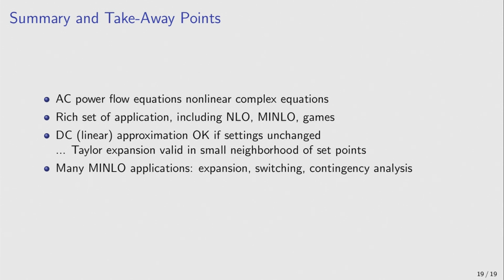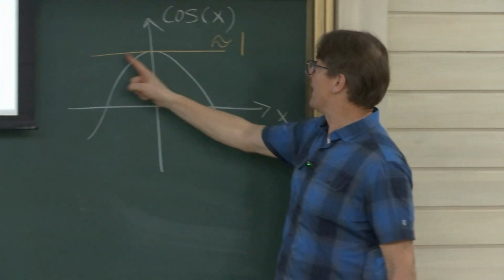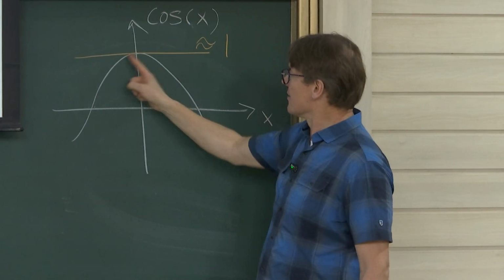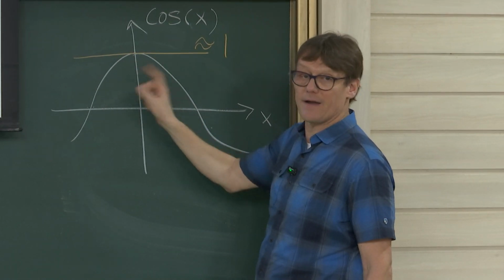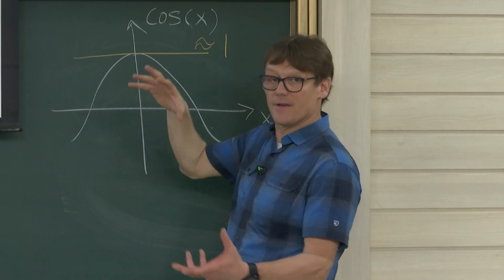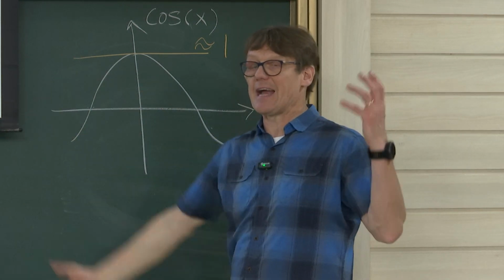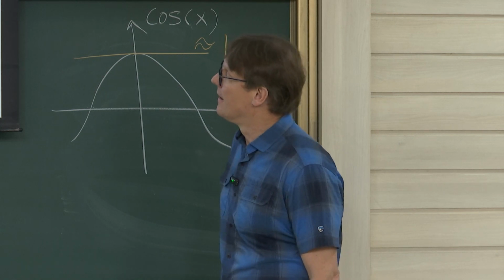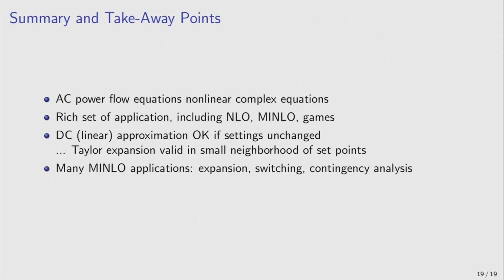The DC linear approximation is okay if the settings in your network don't change. The reason is that this Taylor expansion that I did for cosine and sine is only valid in a small range of angle differences. But if you change the topology, these angles will change dramatically. And there are many applications for mixed integer nonlinear optimization, adding binary variables to it.